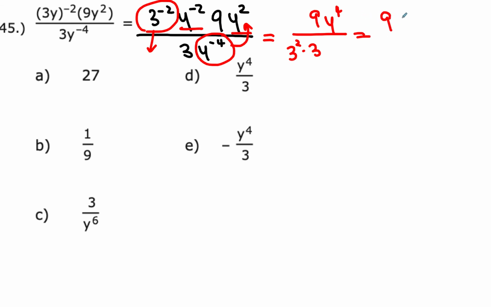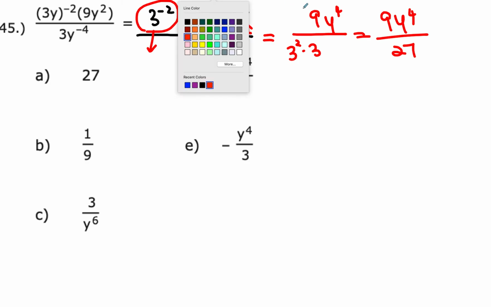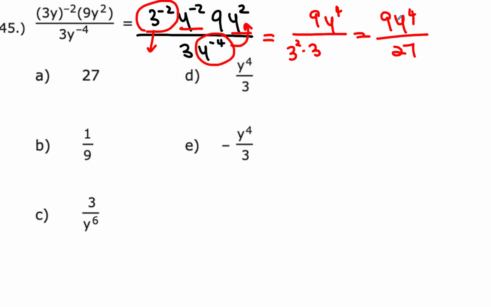Then we get 9y to the 4th power over 27. Oh, we can divide by 9. So cancel away, we get 3. So our final answer becomes y to the 4th power over 3, which is choice D.